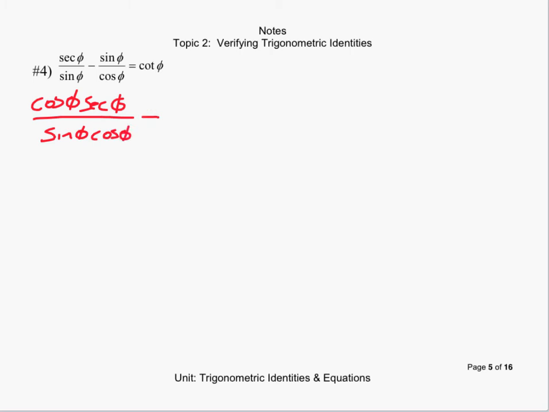The right fraction, you need to multiply the top and bottom by sine. Sine times sine is sine squared.